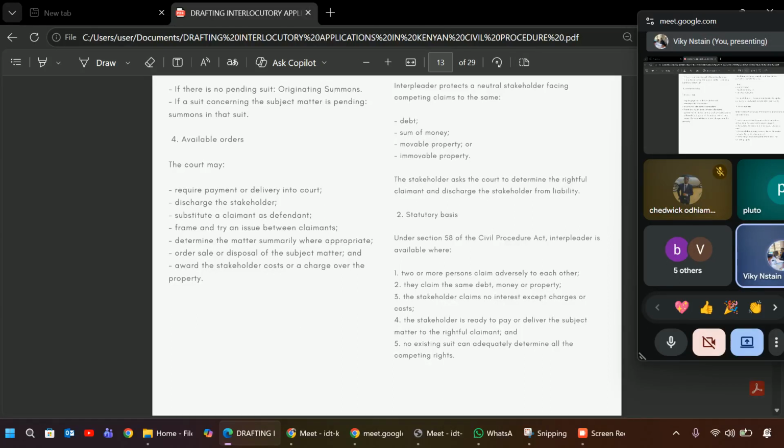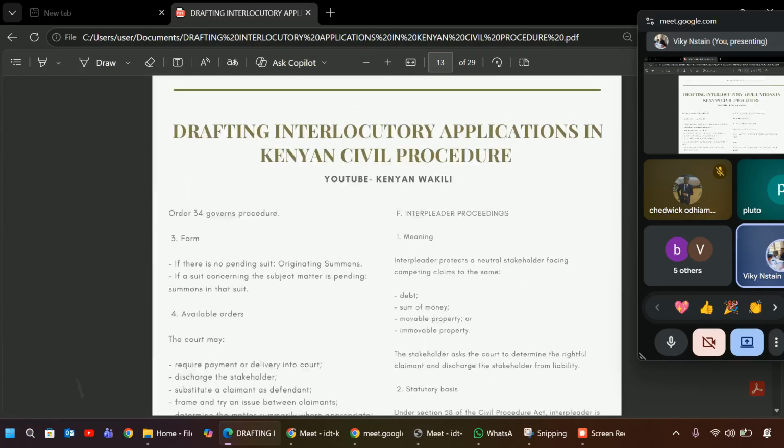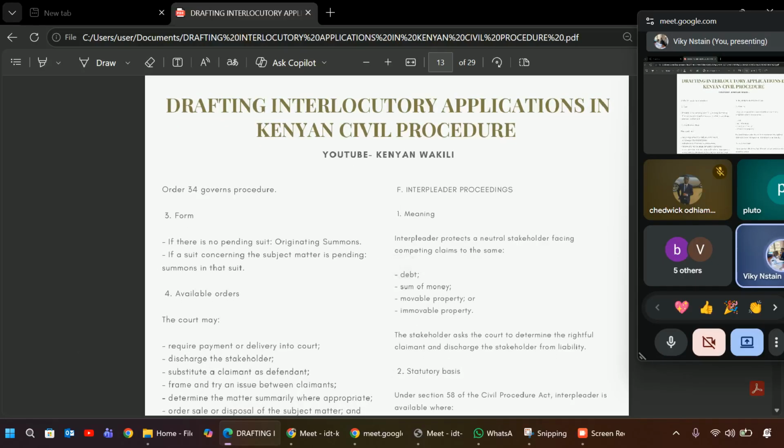Once you master this theory, doing these kinds of applications will be very easy because this will just be lifted into your story, and that no existing suit can adequately determine all the competing rights. Section 58 of the Civil Procedure Act tells us so. Then, if you move across board, Order 34 will be governing the procedure. Now, this is where you are told, in as much as we don't want you to capture the form, that at times you can have a pending suit, and at times we can have a suit that is pending in court.